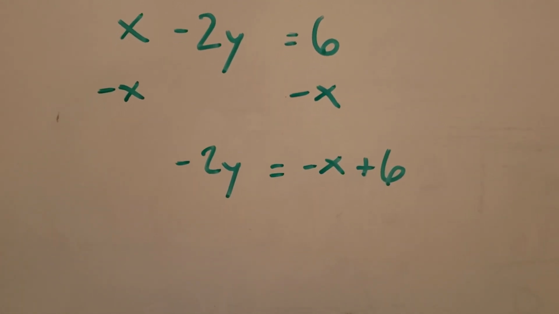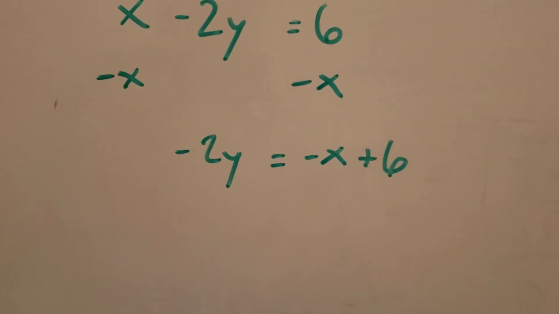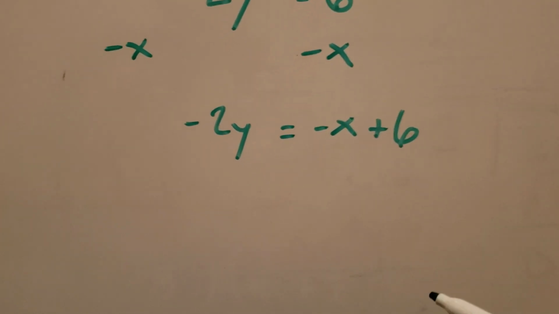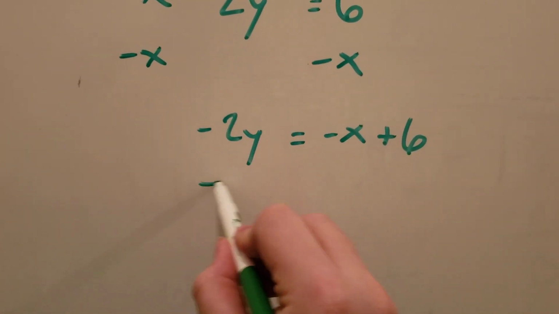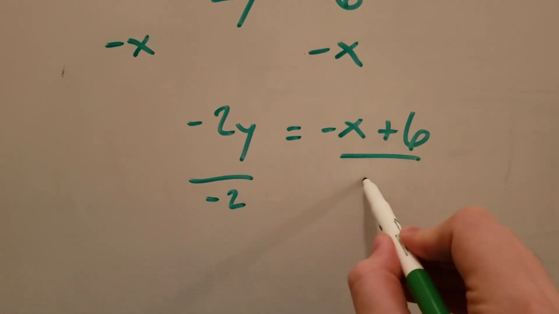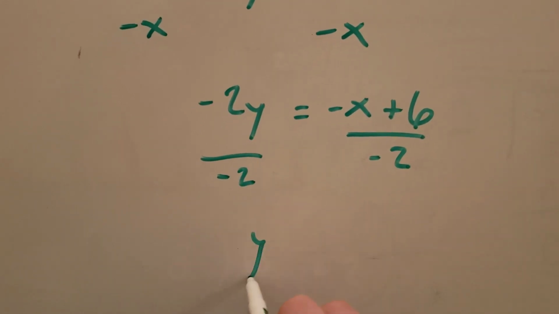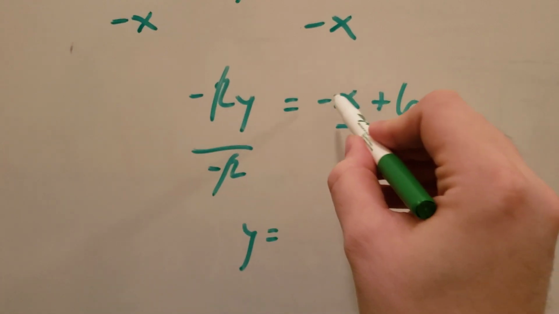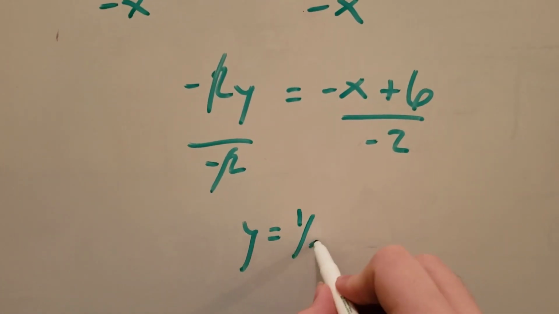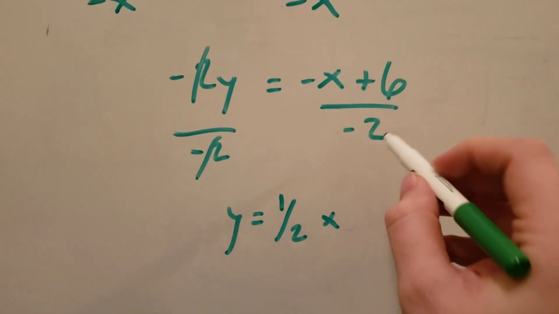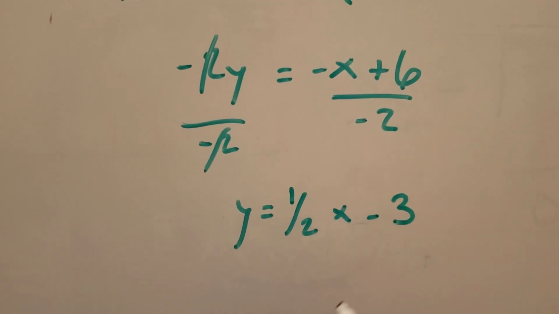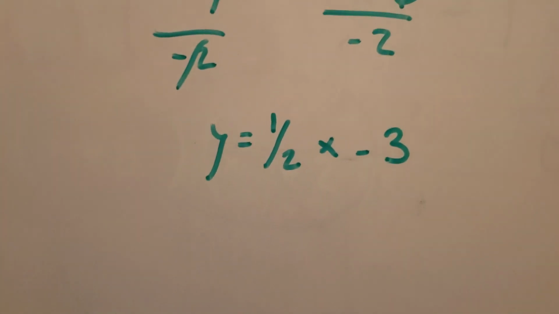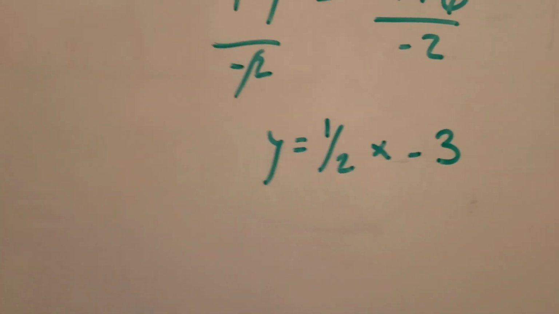Now we're going to want to get rid of that coefficient in front of the y. We don't need that for the slope-intercept form. So we're going to divide by -2. And we'll get y by itself because the -2's cancel. -1 divided by -2 is 1/2. And then 6 divided by -2 is -3. And there is our slope-intercept form equation.